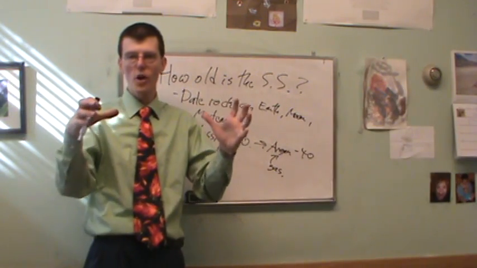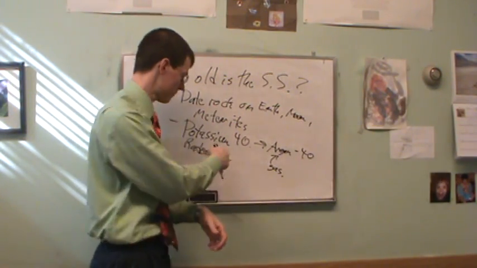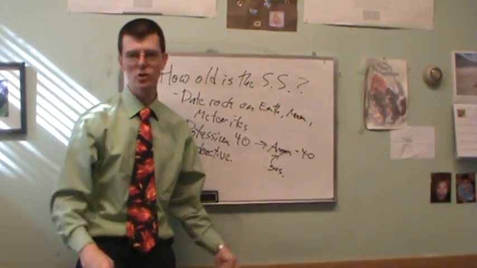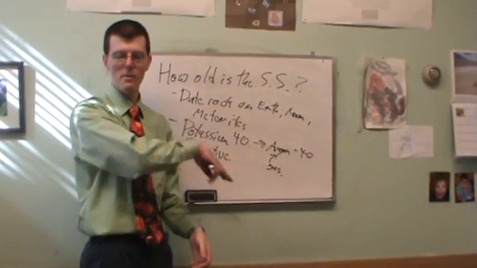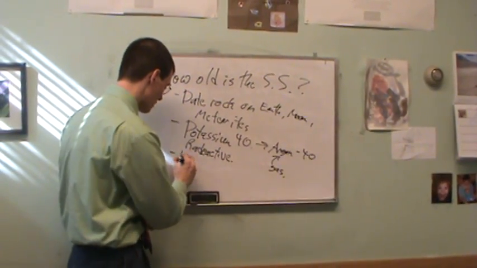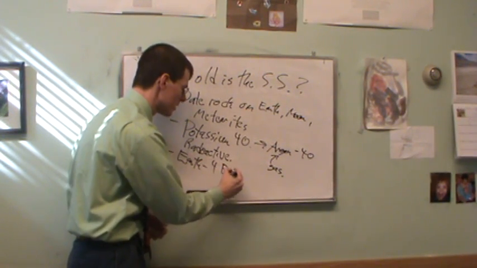So the older the rock is, the more argon-40 and the less potassium-40 it has. A very young rock has potassium-40 and no argon-40, and so we can use this to measure the dates. And this is how it works, and we can do the mathematics and work it out. And we find that the oldest Earth rocks go back about 4 billion years.